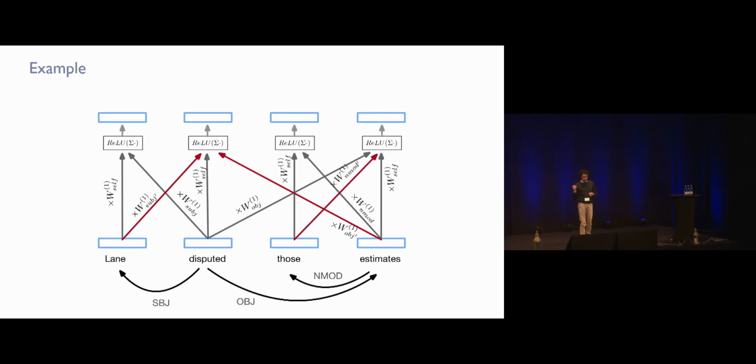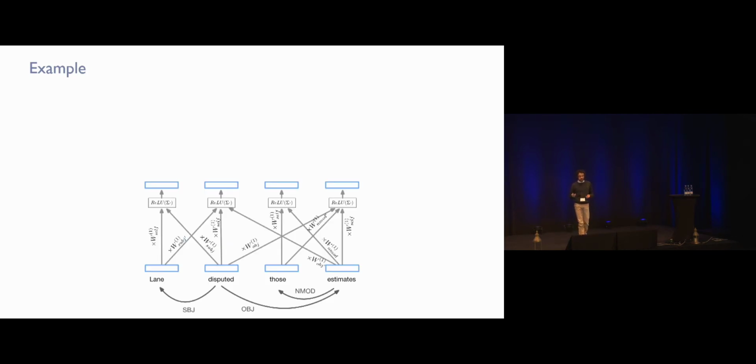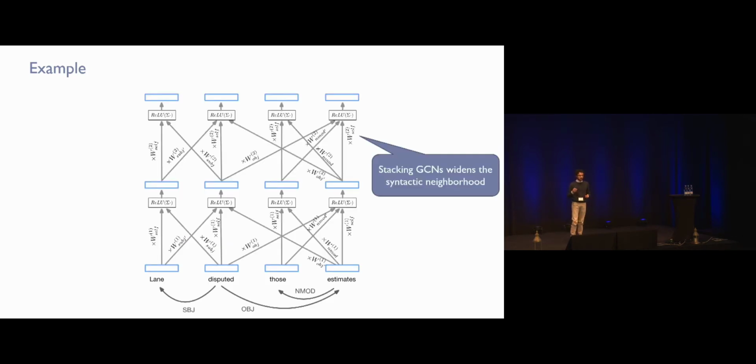So after we have sent all these messages, we sum them together. We pass them through some nonlinearity. Bam! We have the new representation of the word that is aware of its syntactic neighborhood. Like before, we can have more than one layer of graph convolutional network, and in this way, basically, we capture a broader syntactic neighborhood, and each word will be aware of a wider syntactic neighborhood.